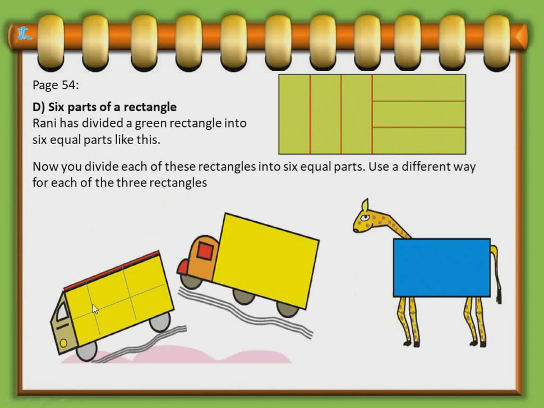Now, you count 1, 2, 3, 4, 5, 6. This line should move a little more this side. Then all the 6 parts will be equal. Okay, now the next one, 1, 2, 3. Now, when I make 3 lines in that, how many parts is it divided into? 1, 2, 3, 4, 5, 6. Is this rectangle and this rectangle divided in a different way? Yes, because here on top, how many boxes are there? 3. Here 2. So, it is different.